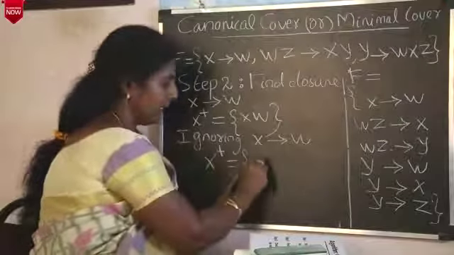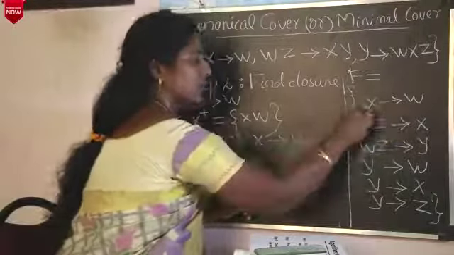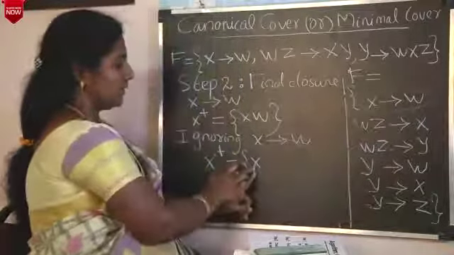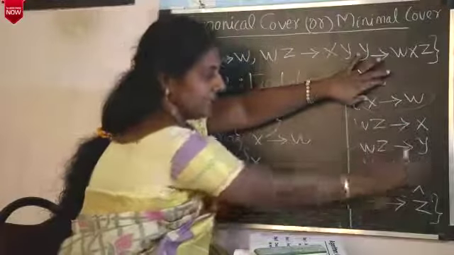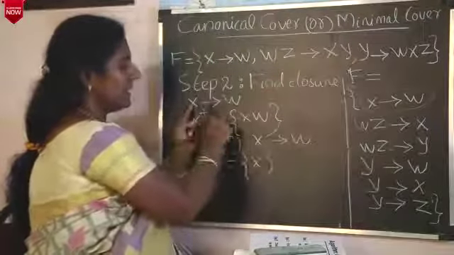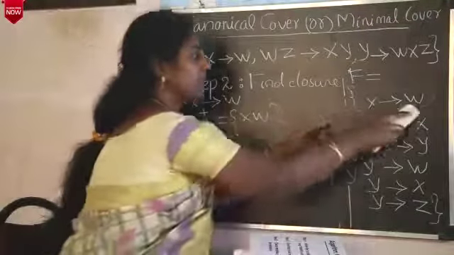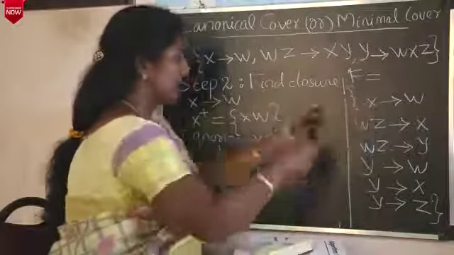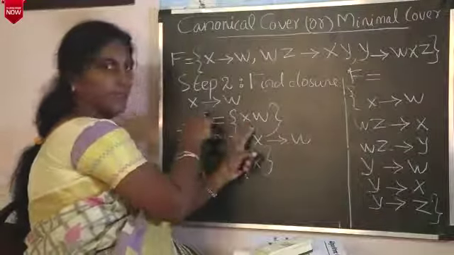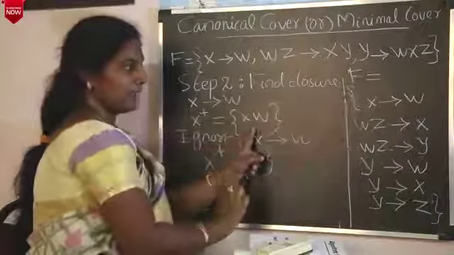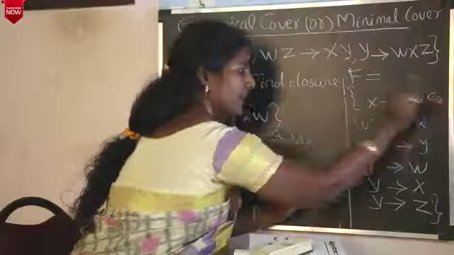So by ignoring X determines W, we find the closure of X equals X, since X is determined by itself. Then we check X determines W, assuming that it is removed from the set of functional dependencies. So X determines nothing. So X determines W is an essential functional dependency of F. We cannot remove it, since W cannot be determined if you remove this functional dependency from the set. Now we can write here that it is an essential functional dependency.